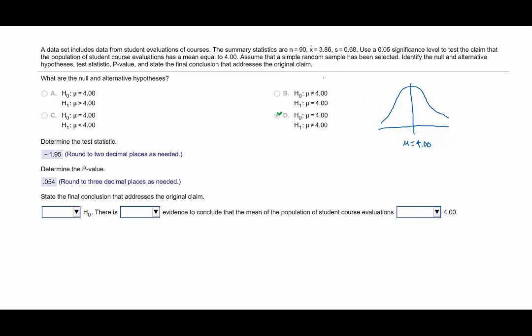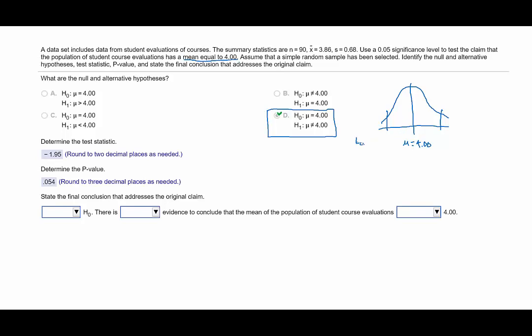The question asks us to test the claim that the population has a mean that is equal to 4.00. Well, less than 4.0 or greater than 4.00 is not equal to 4.00. So we would have a two-tailed test. So our hypotheses should be mu equal to 4.00 and mu not equal to 4.00.